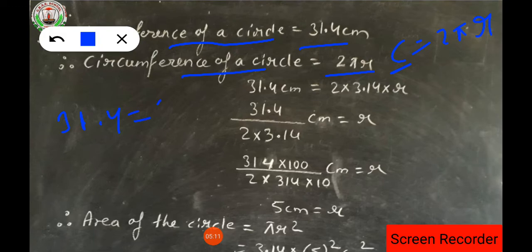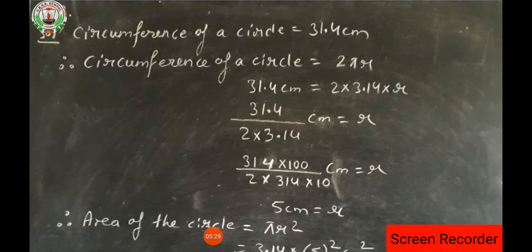So 31.4 is equal to 2 into the value of pi, which is given in the question as 3.14, into r, whose value we have to find. Then this will come in the denominator, isn't it? Then we have to solve it, equals r. Using this we have to find the radius.